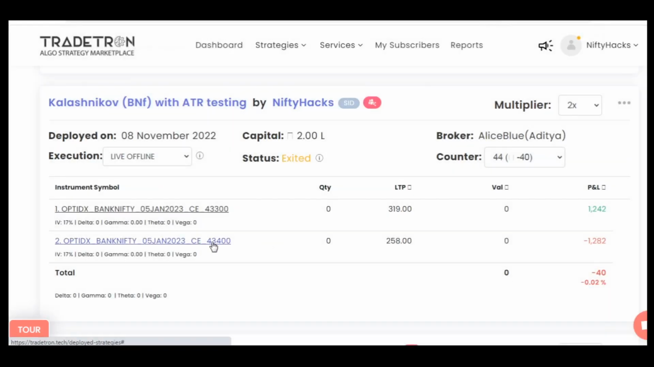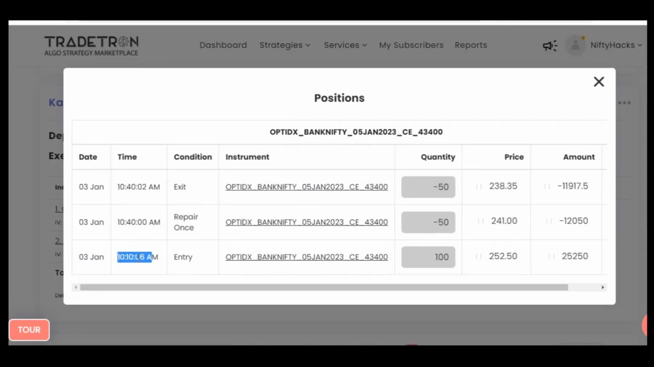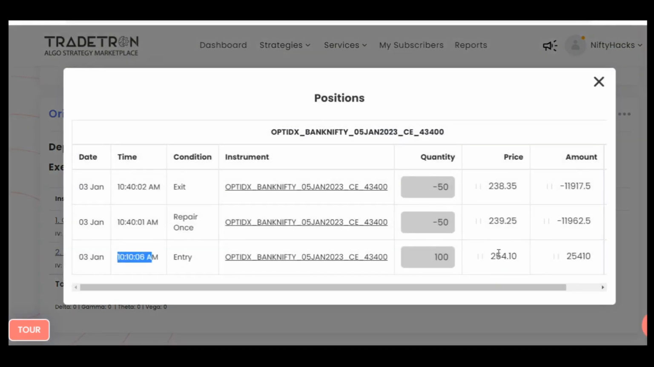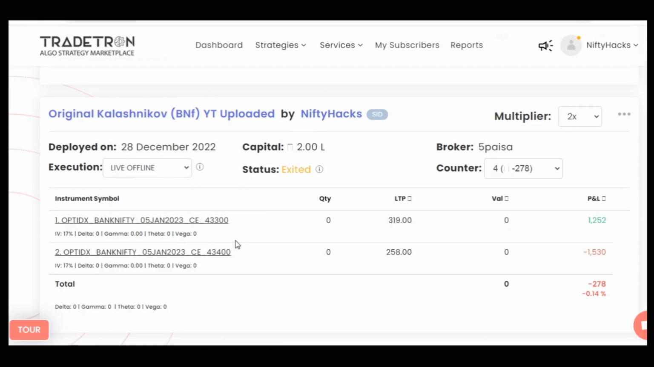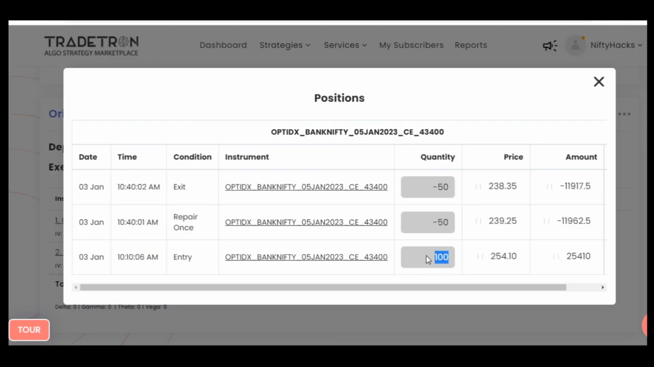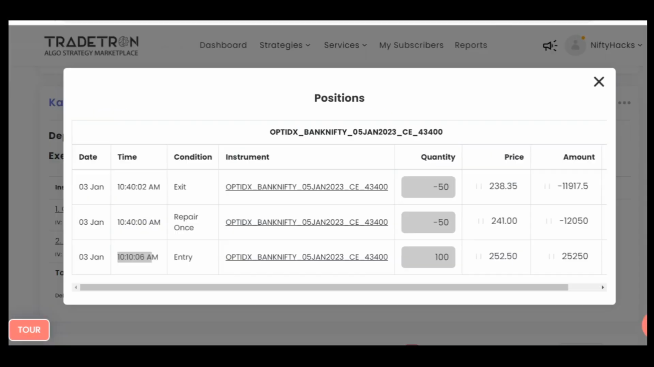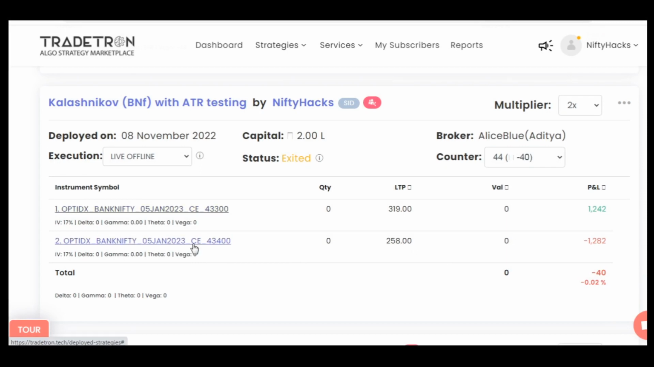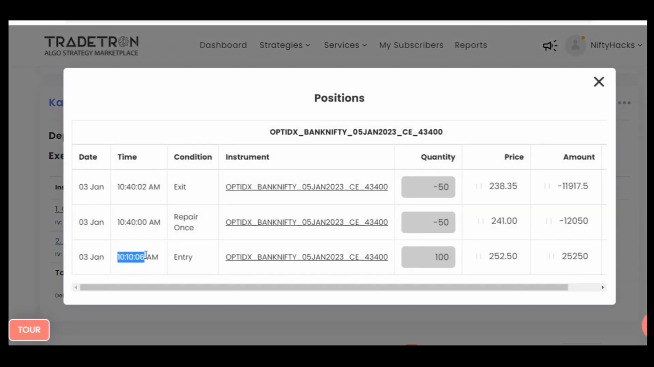As you can see, entry timings are kind of similar, 10:10 and 6 seconds. In the original version also 10:10 and 6 seconds. But while this version executed the trade, at that time the bid ask price was around 254 market price, so it entered at 254. Due to that, and here this entered at 252, the 200 points difference is from this only. Everything else is the same. So let's check this on the chart. The first entry is 9:20 and the other is 10:10.